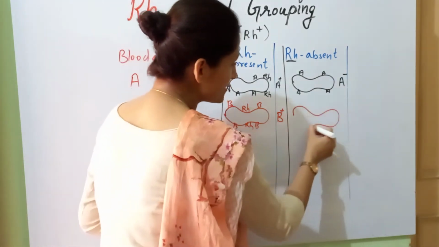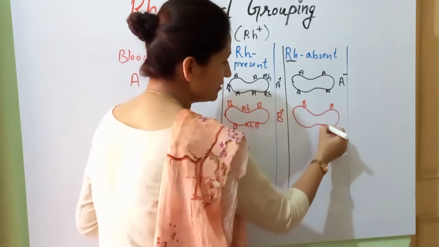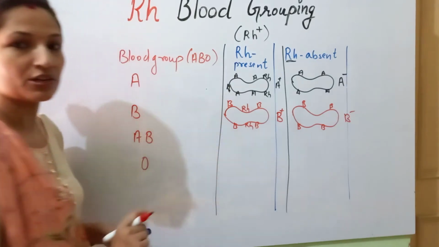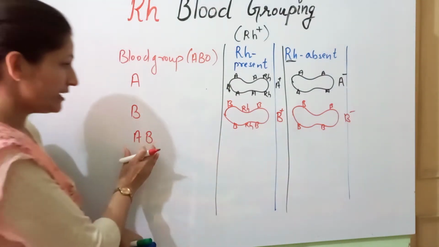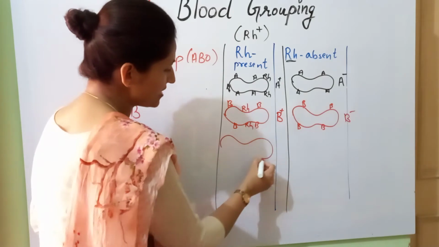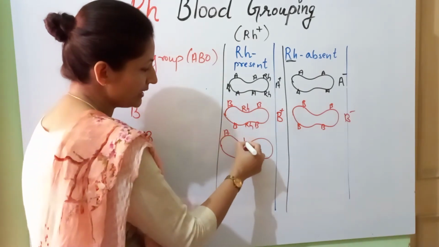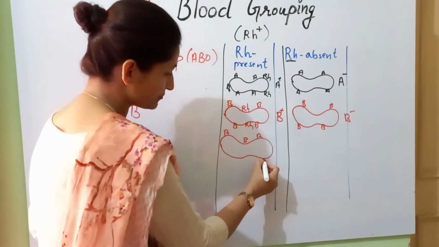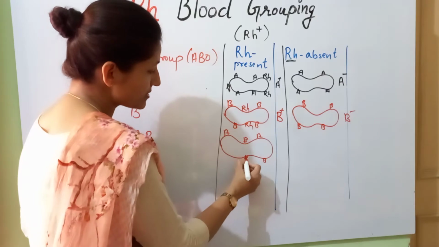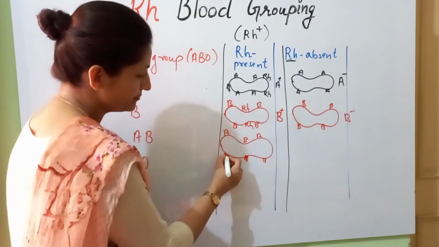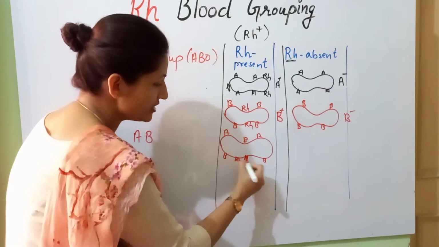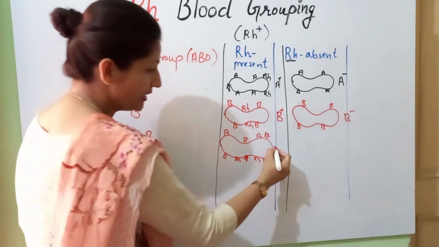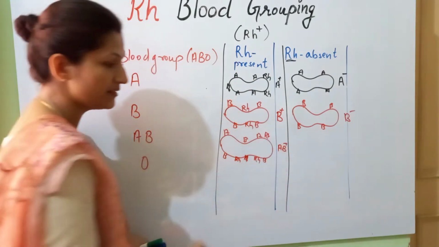And if the RBCs only contain the B antigen, not the Rh antigen, then the person is having B negative blood group. Fine. AB blood group. The person who is having AB blood group has both the antigens on the surface of the plasma membrane of red blood cell. Got it? Along with this, they are going to contain Rh antigen also. Okay, Rh present, Rh positive, it means AB positive.